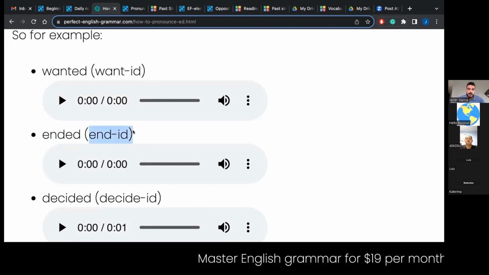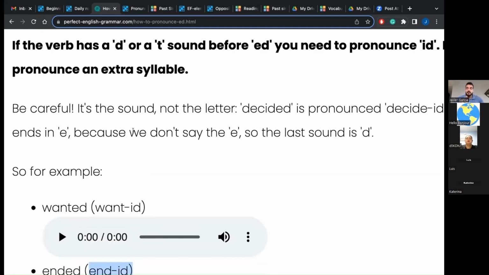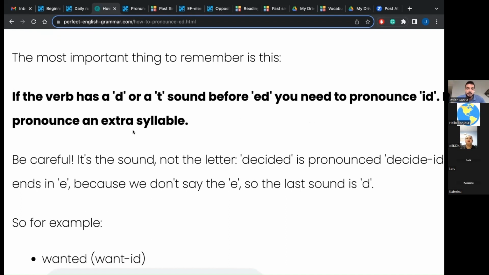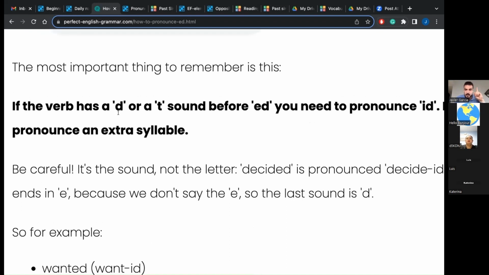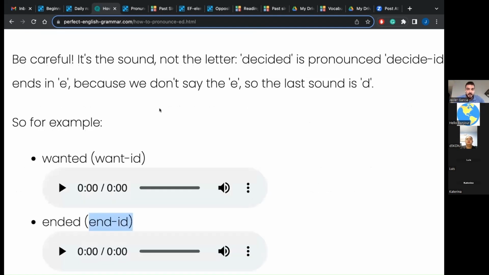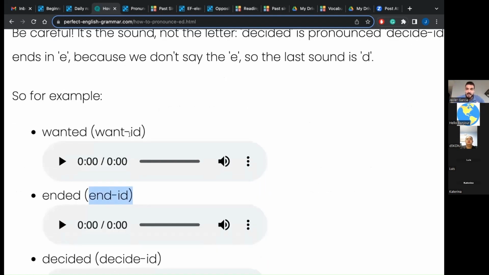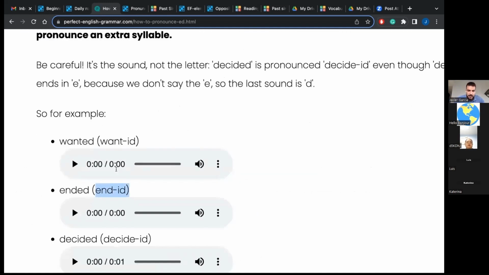So repeat with me. If the word has the sound of which two letters? What did I say? The D and the T. D and T, right? Then the word is going to be pronounced with an id, which is the ID. So now that we know that, let's practice some of the words.